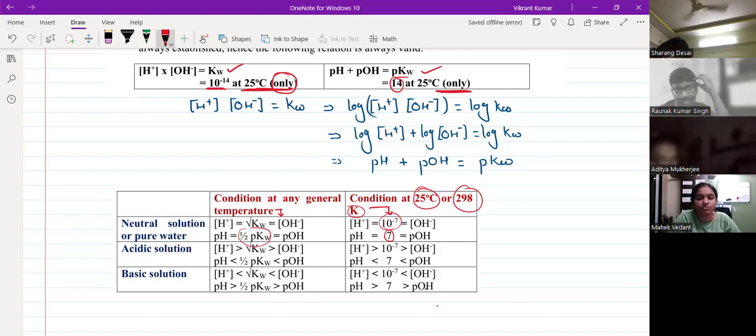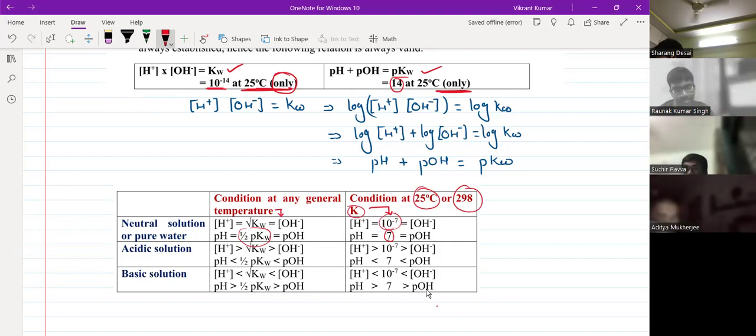Okay, so we need to take care of that. Suppose at some temperature the value of pKw becomes 13.6 instead of 14, so half pKw has become 6.8. Then any solution having pH less than 6.8 will become acidic, more than 6.8 will become basic, and equal to 6.8 will become neutral. So we need to take care of that always, that the comparison is to be made with root Kw or half pKw if the temperature is not 25 degrees.